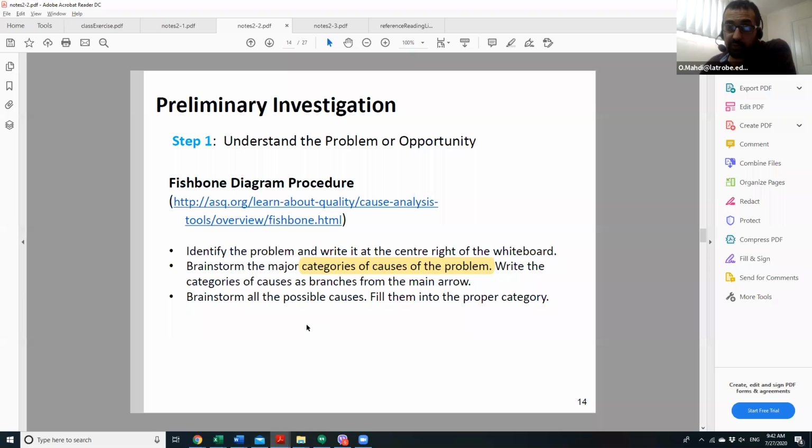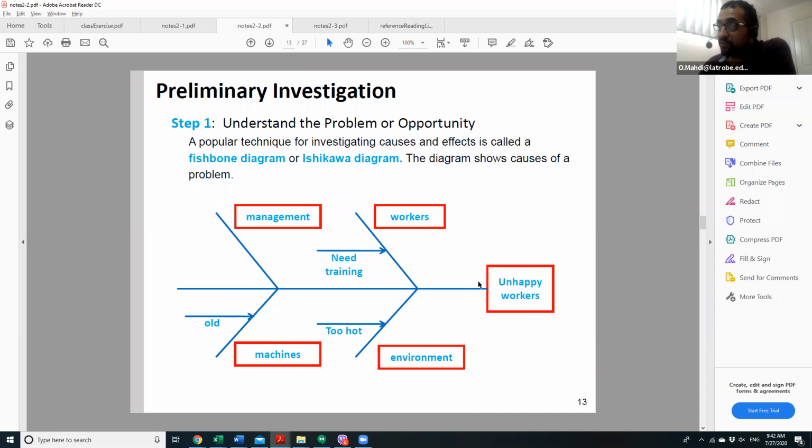How does it work? First, we need to identify the problem. Let's say the problem being investigated now is unhappy workers. You need to put the problem itself in a box on your right hand side, and then draw a horizontal line to the end.